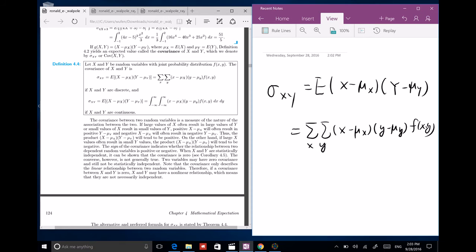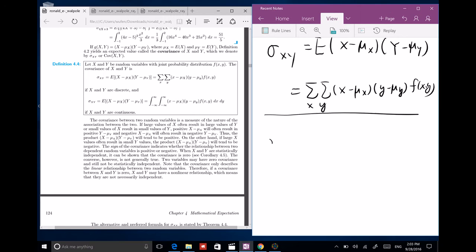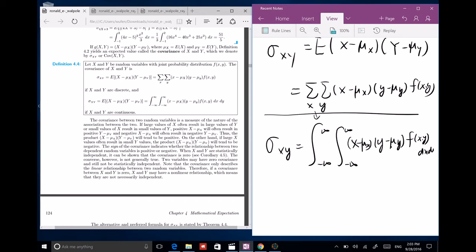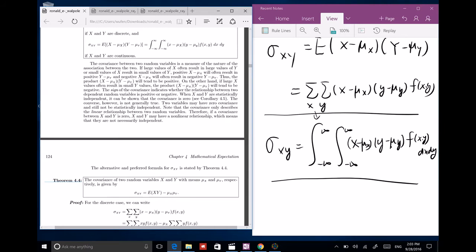Okay, this is for discrete variables. For continuous variables, it just changes that sum into an integral from negative infinity to positive infinity. You have a double sum and a double integral here: the integral from negative infinity to positive infinity of (x minus mu_X)(y minus mu_Y) times f(x,y) dx dy. Okay, that's the definition of the covariance of X and Y.